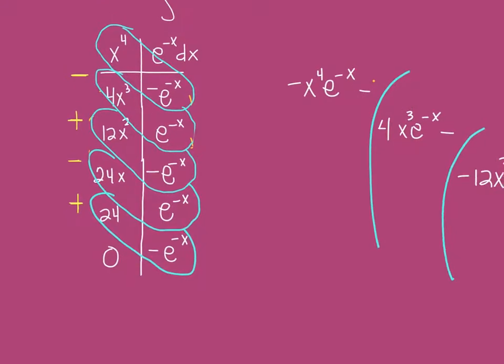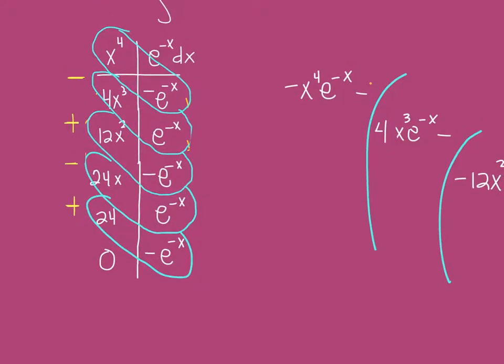Okay, I'm gonna start with my first pair. So here's where I'm going to put my final answer down at the bottom. My first pair was x to the 4th times negative e to the negative x. So that's negative x to the 4th e to the negative x. Okay, my next pair, or my next term will be minus this pair, and then plus this pair, and then minus this pair, and then plus this pair.